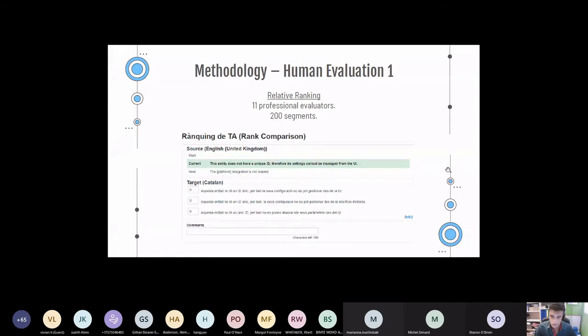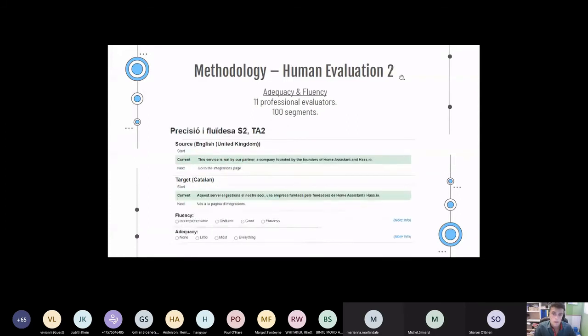After this first human evaluation on relative ranking, we did an adequacy and fluency human evaluation. The same 11 professional evaluators evaluated 100 segments. This is also the user interface of DQF tools. In the source segment, we can see it there, and then we can also see the target segment, which is highlighted. And then at the end of the screen, we can see how we can evaluate fluency and adequacy.